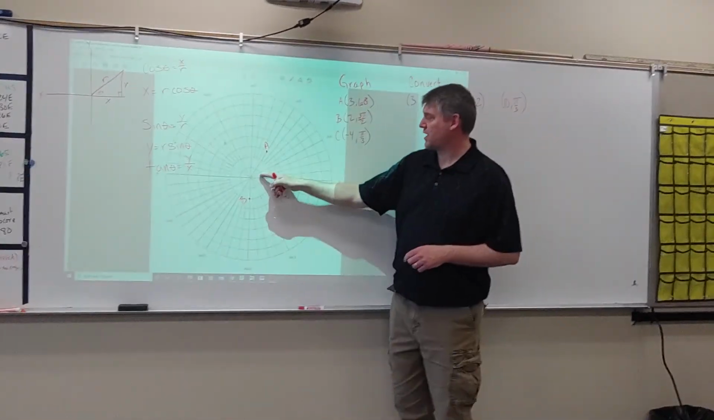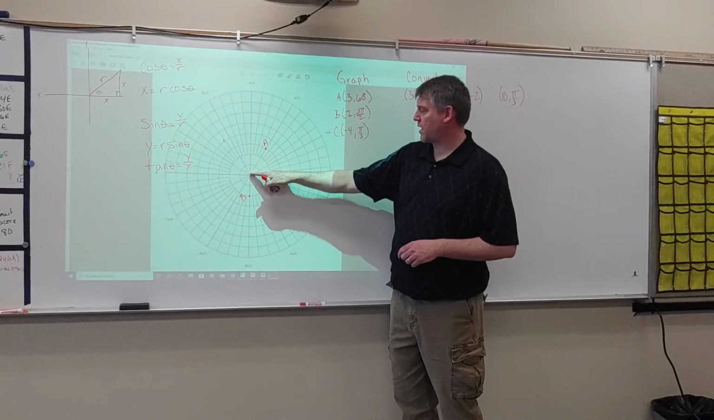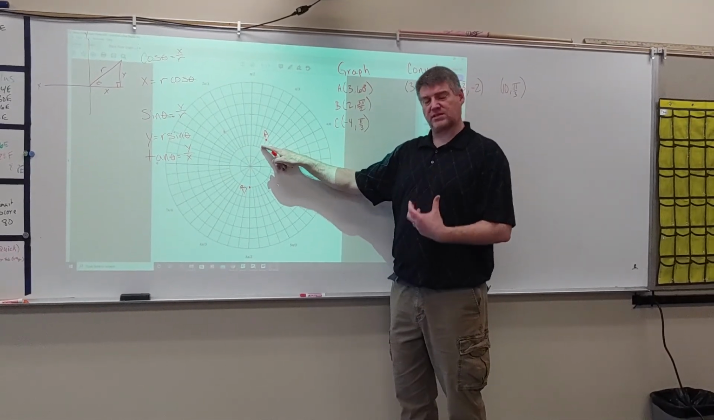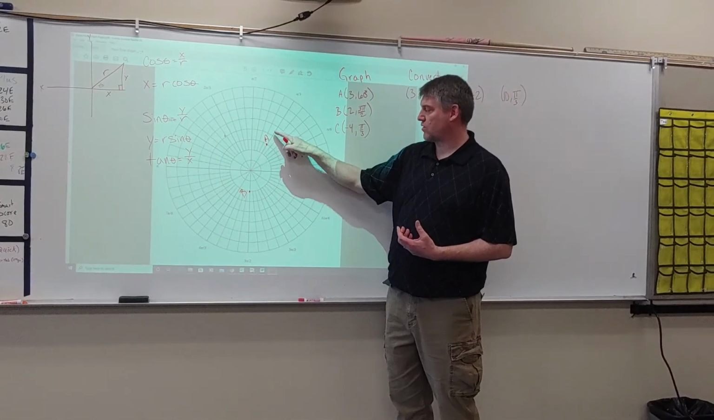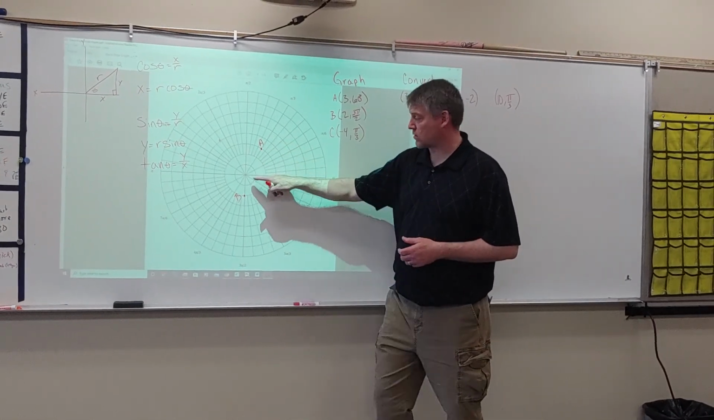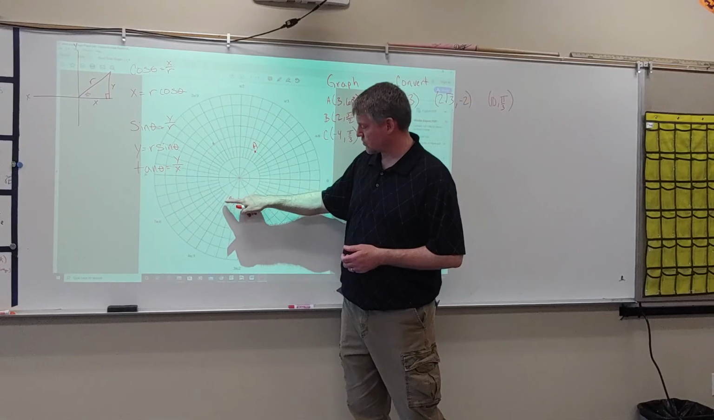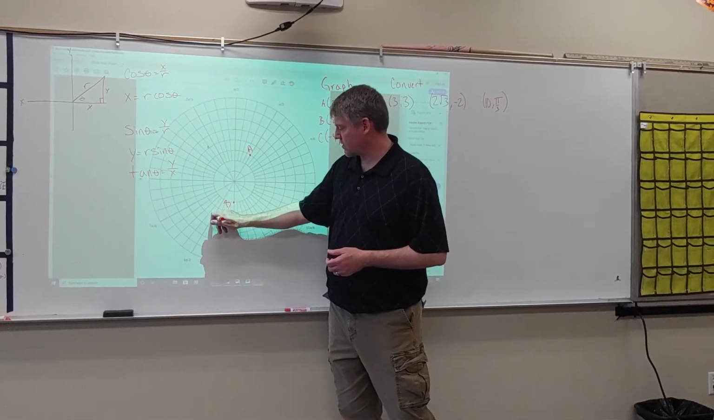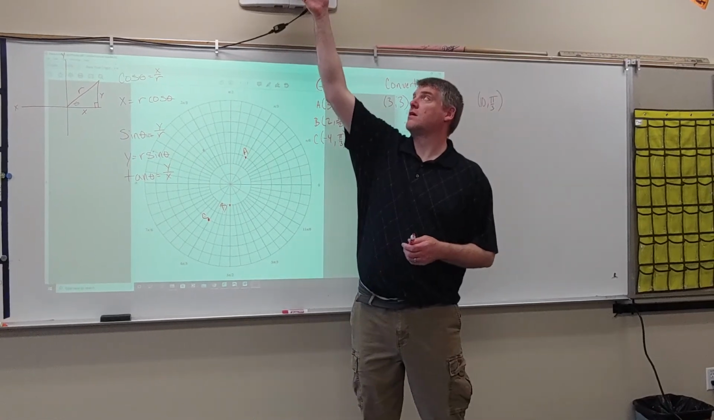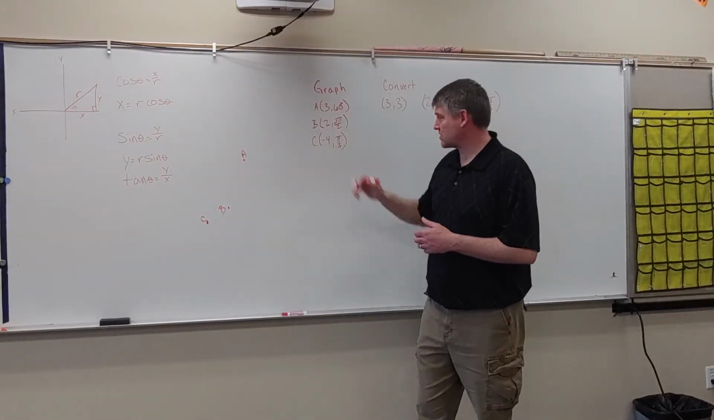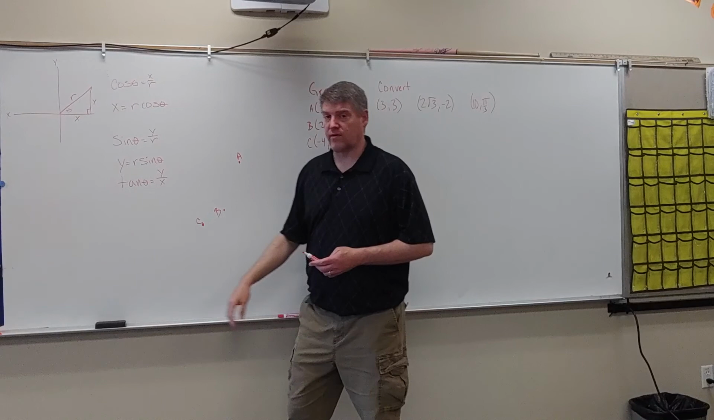Now C is a little different because I have a negative radius here. So I'm going to go out to pi thirds again. Okay, so pi thirds is right along this line. But it says I have a negative 4 radius. So instead of going out 1, 2, 3, 4, I'm going to go backwards 4. 1, 2, 3, 4. And here's my C. So that's graphing polar coordinates. You're going to start with your angle and you're going to move out.